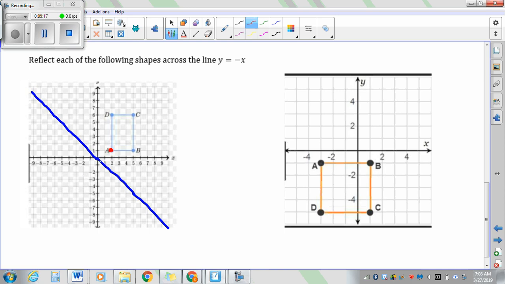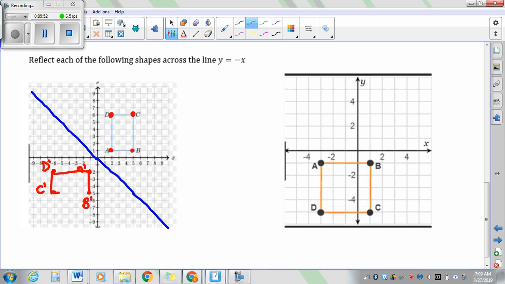So A is 1.5 away. D is 1, 2, 3, 4 away. C is 1, 2, 3, 4, 5.5 away. So there's my half. 1, 2, 3, 4, 5. B is 1, 2, 3 away.